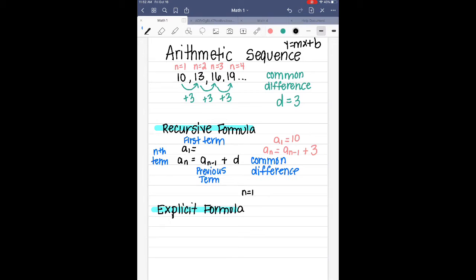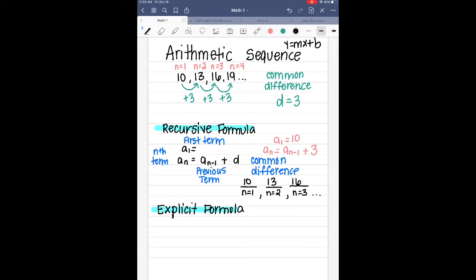If I were to actually work it out, I start with my first term, which is going to be 10. Then my second term tells me to take my previous and add 3 to it, so that's going to be 13. And this should be second, not 3. Then if I want to find my third term, we're going to add 3 to 13, which gives me 16. I could keep going on and on with that process. So recursive, depending on which term you want to find, can be very lengthy in the process.